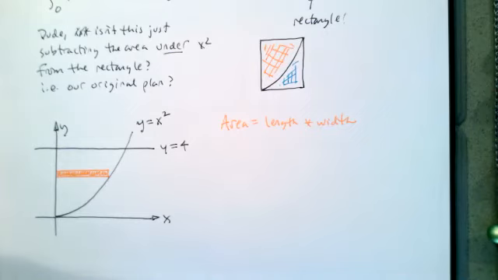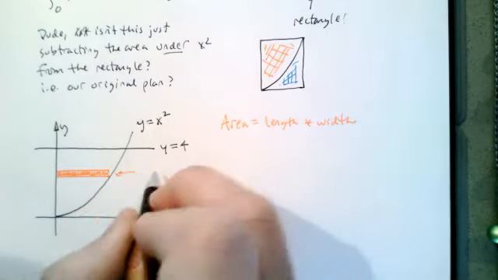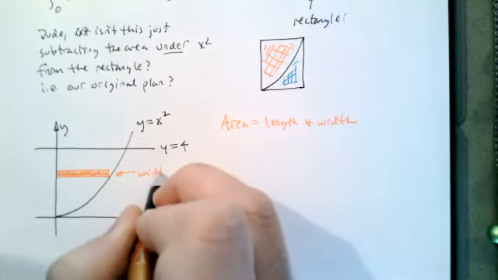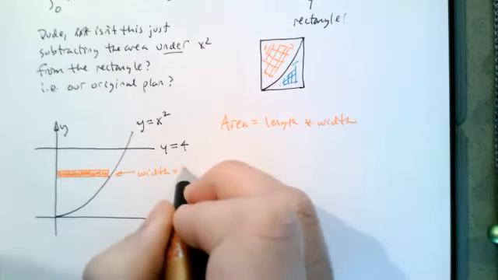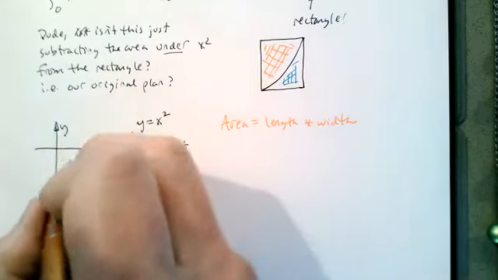I'm going to call the one that's becoming thin the width. So the width is delta y. The width is some small change in y. So the length is now some length in x. So here is the length.